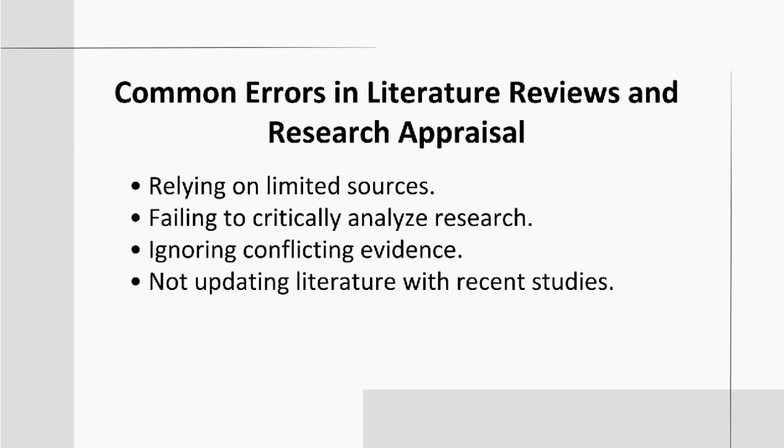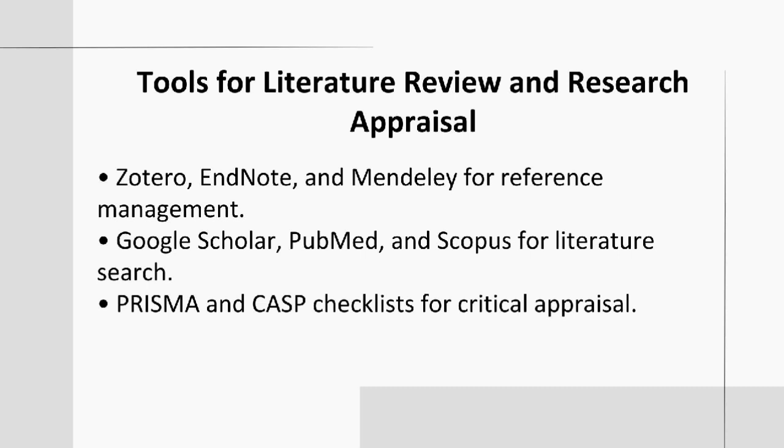Section 15. Common errors in literature reviews and research appraisal. Errors to avoid include using limited sources that do not represent the field adequately, failing to critically analyze research, ignoring conflicting evidence, not updating the literature review with recent studies. Section 16. Tools for literature review and research appraisal. Key tools for conducting literature reviews include reference management software like Zotero, EndNote, and Mendeley. Databases such as Google Scholar, PubMed, and Scopus. Appraisal frameworks like PRISMA and CASP.